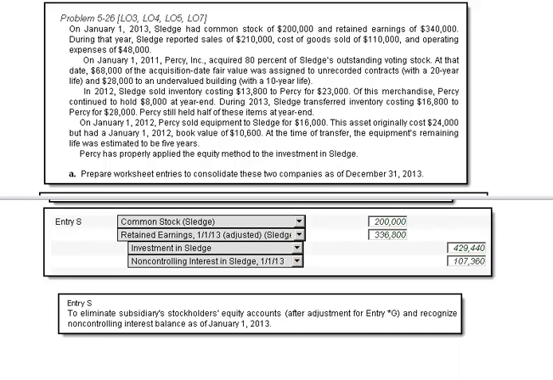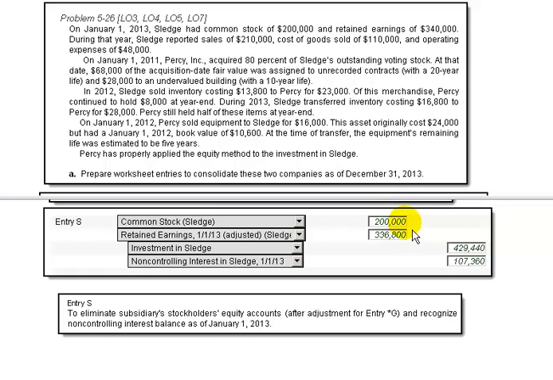Okay, now you see the next transaction, which we're calling entry S. And this one is the entry that we have to make to eliminate the subsidiary stockholders' equity accounts after we've adjusted for entry G above. And then we need to recognize the non-controlling interest balance as of the beginning of the year. So we've got the 200,000 coming from right here that needs to be debited.